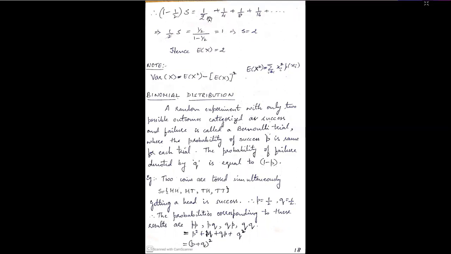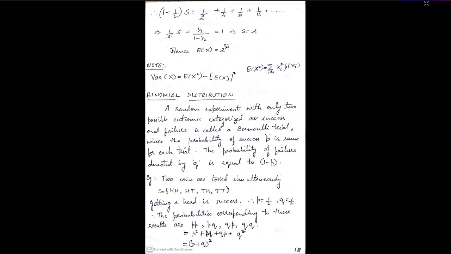I'll repeat it again. This is a geometric series with the first term being 1 by 2 and the common ratio also 1 by 2. To find the common ratio, you take the second term divided by the first term. That is how you find the common ratio, and the summation of a geometric series is given as a divided by 1 minus r.